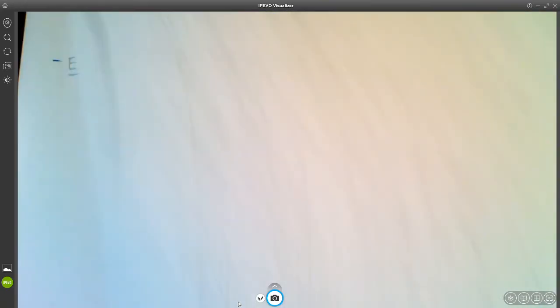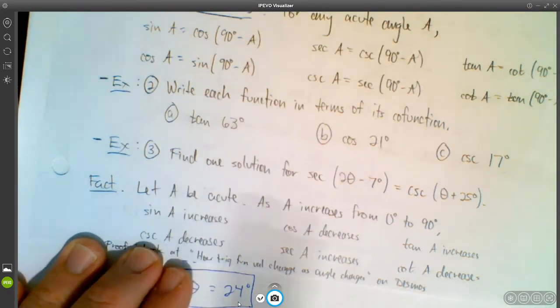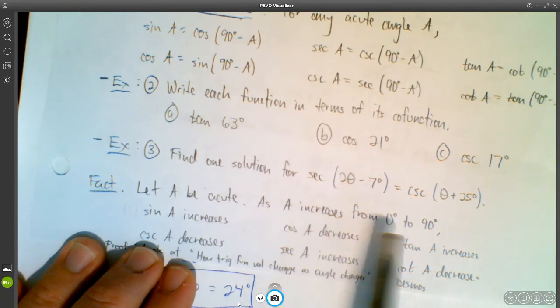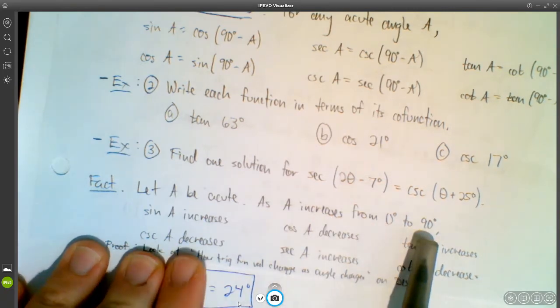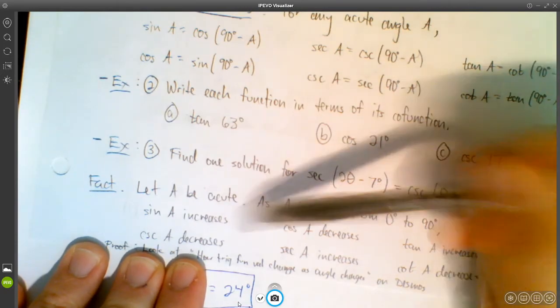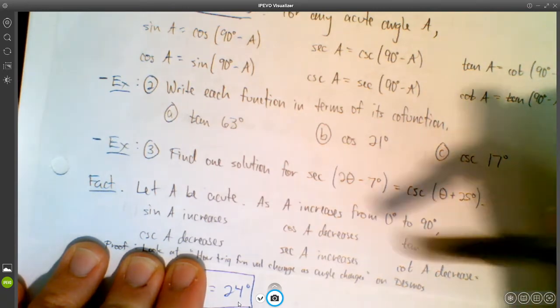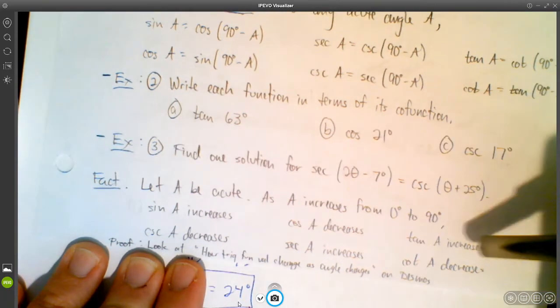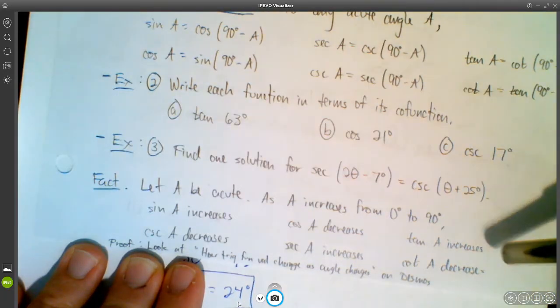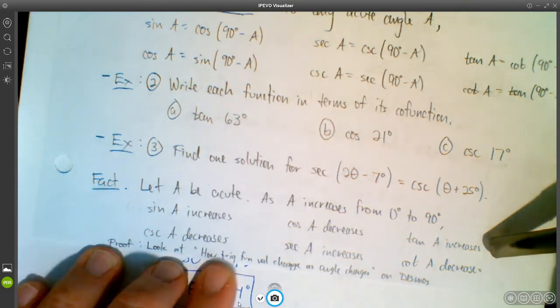Here's another fact that I want to talk about. So let's say that A is an acute angle, right? As A increases from 0 degrees to 90 degrees, sine A is going to increase, cosine A is going to decrease. So we'll look at both of those, and then we'll also look at the other 4 cases, right? So tangent A is going to increase. That'll be a little bit easier to see in a second when I show you a graphic.